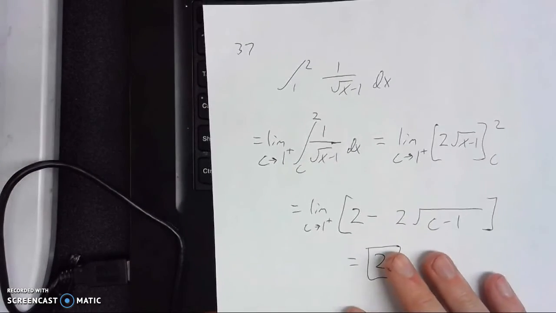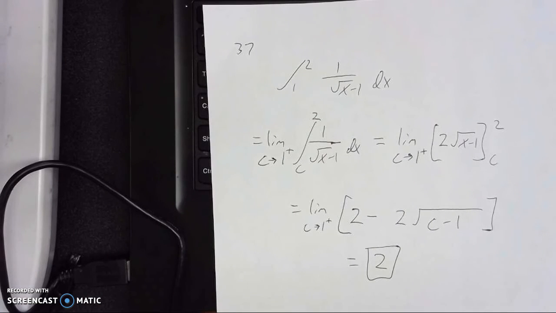The last one we're going to look at, we want to integrate from 1 to 2, 1 over square root of x minus 1 dx. Well, again, the problem we have here is we could do that integral, but we couldn't plug in at 1 when we were done. So we're going to instead do the limit as c goes to 1 from the right of the integral from c to 2, 1 over square root of x minus 1.